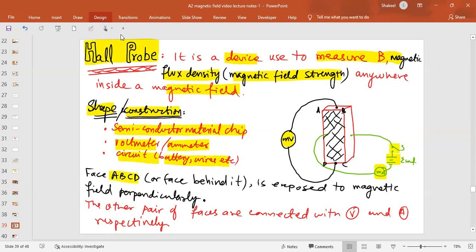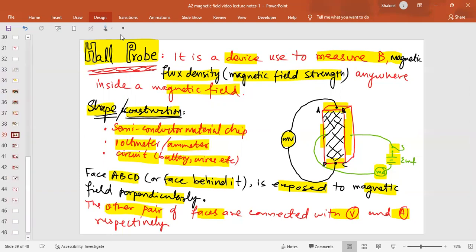The face ABCD, which is the plane face, the bigger face, and the face behind it are exposed to the magnetic field perpendicularly. The magnetic field strength that you have to measure, you have to expose this face to it. The other two pairs of faces are connected with the voltmeter and ammeter. You can see that the voltmeter is connected between two faces, and then the circuit is connected between these two faces as well. So four faces are covered with wires, and the remaining two faces will be exposed to the magnetic field which you have to measure.